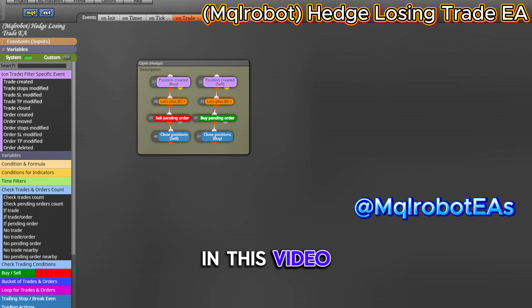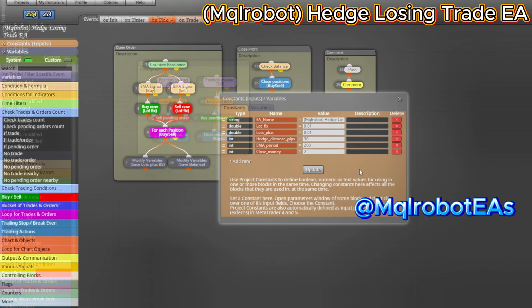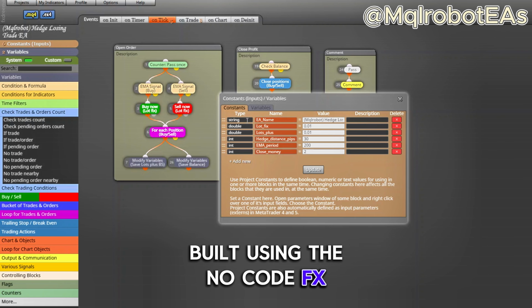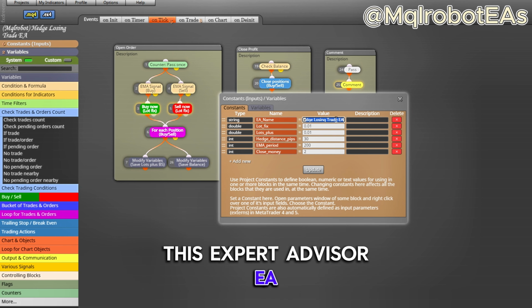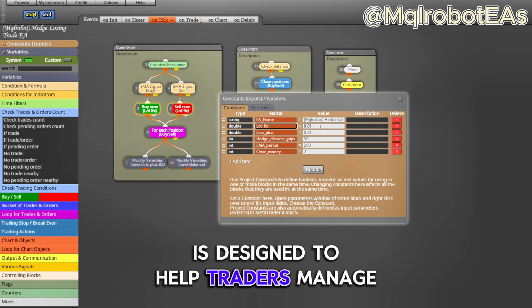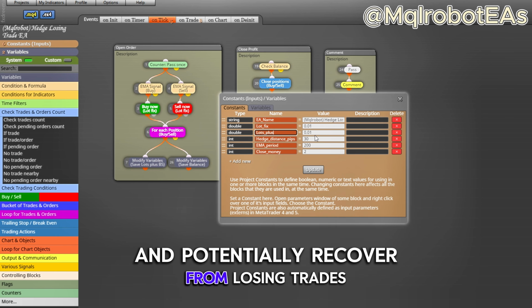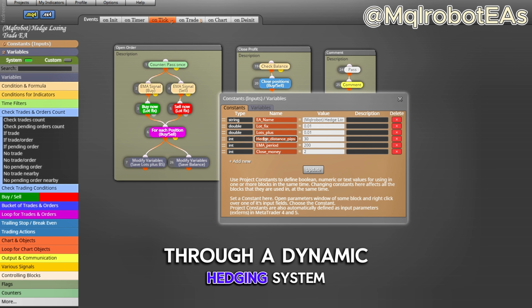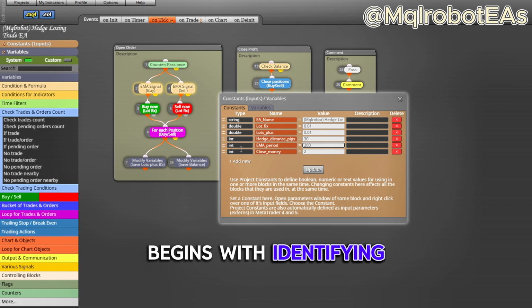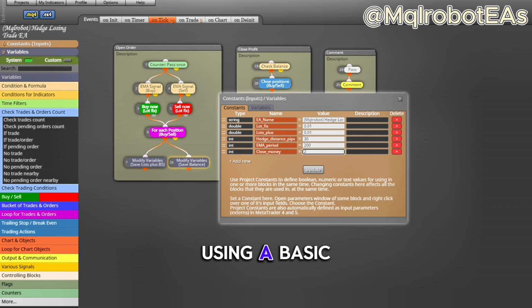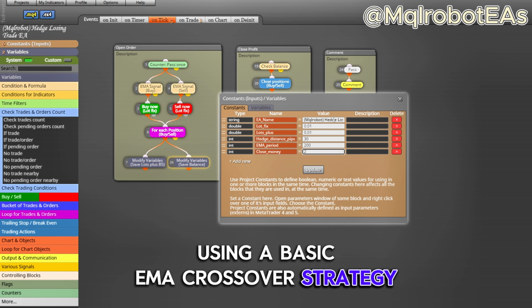In this video, we'll walk through the structure of the Hedge Losing Trade EA, built using the no-code FXdreema platform. This expert advisor, EA, is designed to help traders manage and potentially recover from losing trades through a dynamic hedging system. The logic of this EA begins with identifying trade signals using a basic EMA crossover strategy.